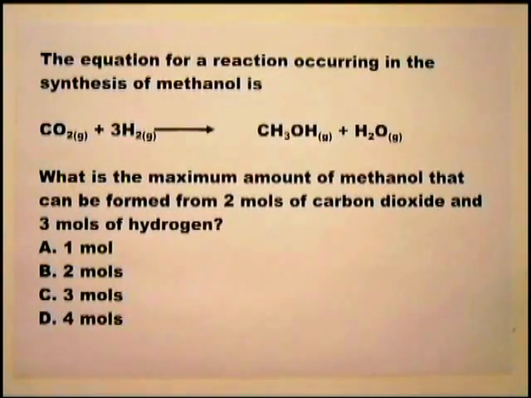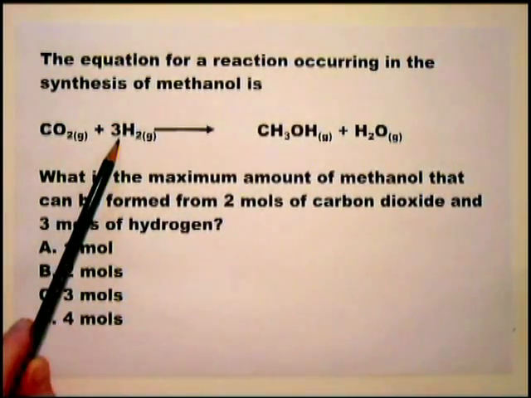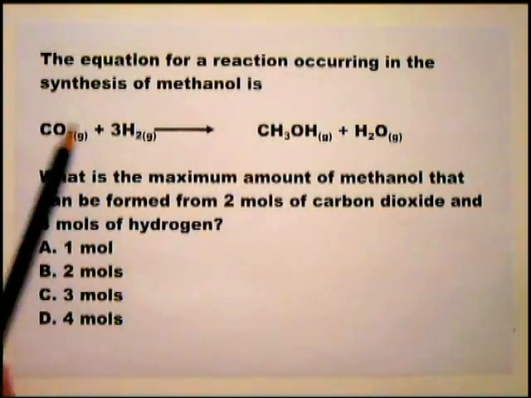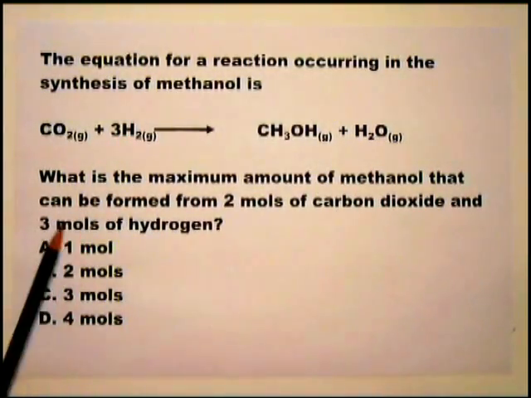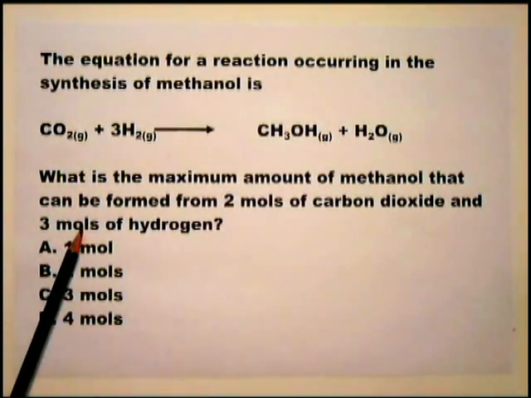As I mentioned earlier, if they tell you the amount of both reactants, 2 moles of carbon dioxide, 3 moles of hydrogen, there is a very good chance one of them is a limiting reagent or limiting reactant, and you have to find that one. So let's look at it. 2 moles of carbon dioxide would need 6 moles of hydrogen. We don't have 6 moles of hydrogen, we only have 3 moles of hydrogen.